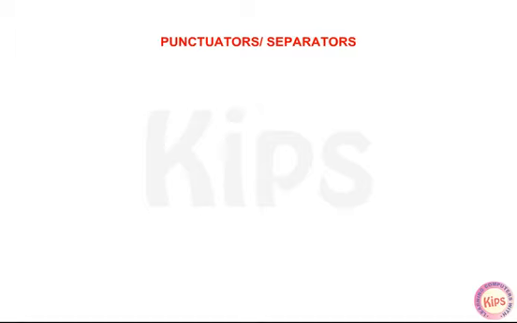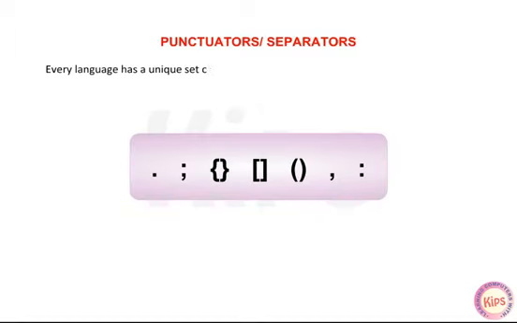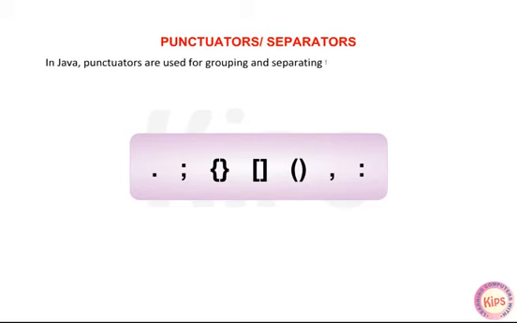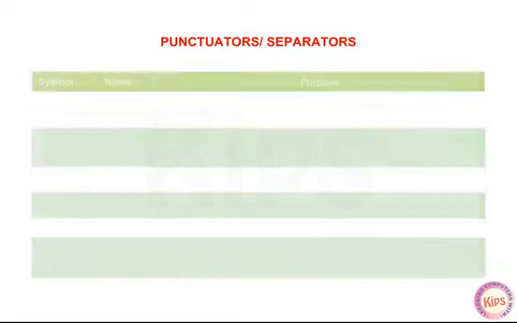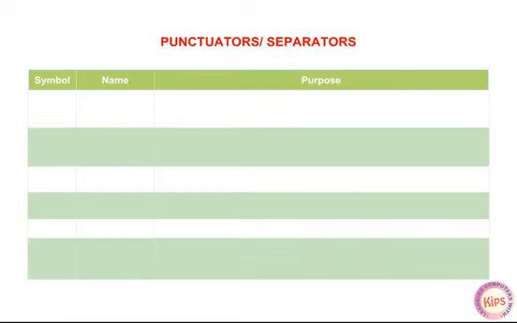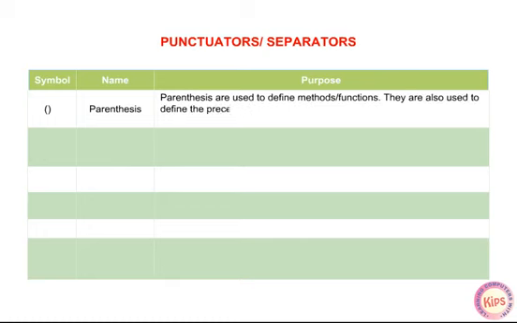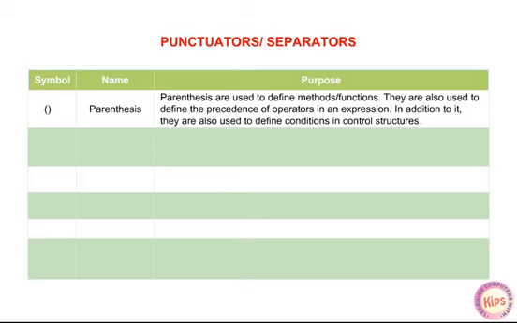Punctuators or separators. Every language has a unique set of special symbols that work as punctuators or separators. In Java, punctuators are used for grouping and separating the data values written in a Java program. The separators are shown in the following table. Symbol, name, purpose. Parentheses. Parentheses are used to define methods or functions. They are also used to define the precedence of operators in an expression. In addition to it, they are also used to define conditions in control structures.